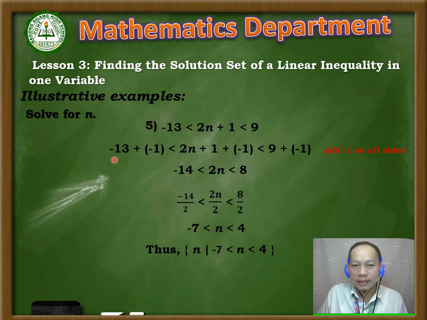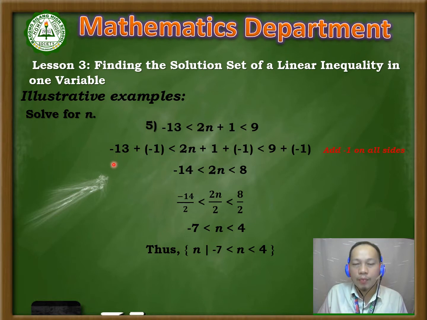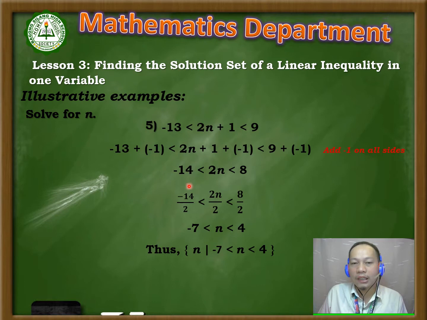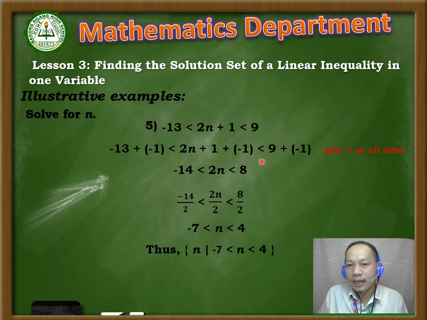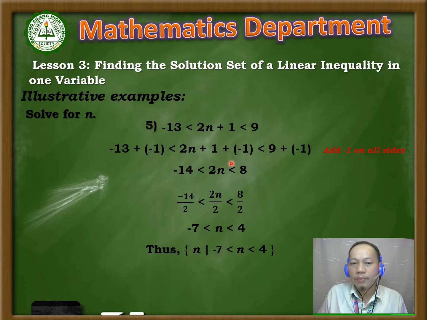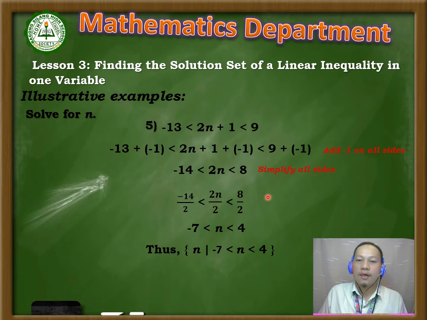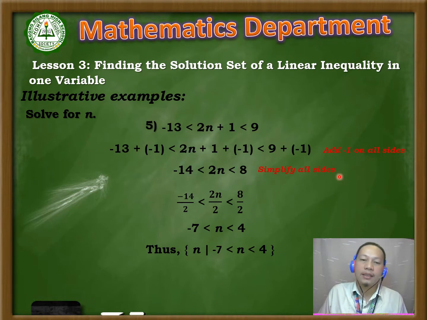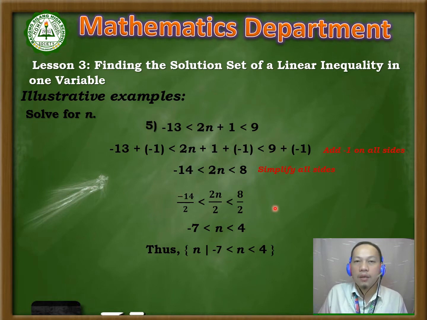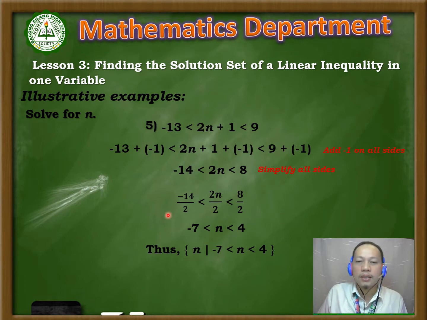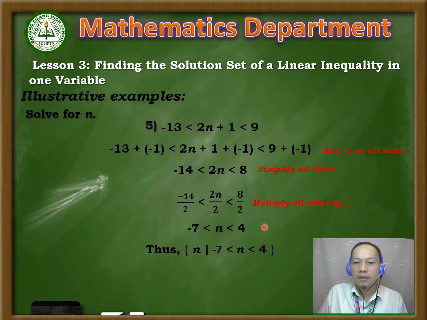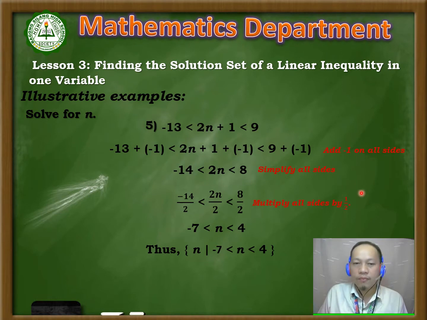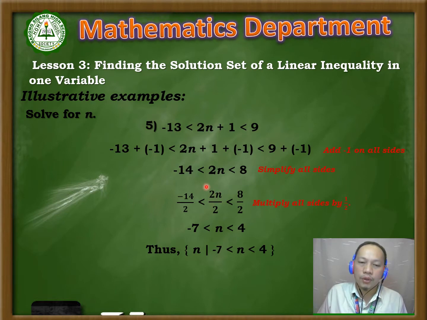On the left side will be the sum of negative 13 and negative 1, and that's negative 14. Whereas on the right side, 9 and negative 1 will be positive 8, by simplifying all sides. And then, we will have to apply the multiplication property of inequality. What will be multiplied on all sides of this inequality? Yes, correct. That's 1/2, because the multiplicative inverse of 2 is 1/2.